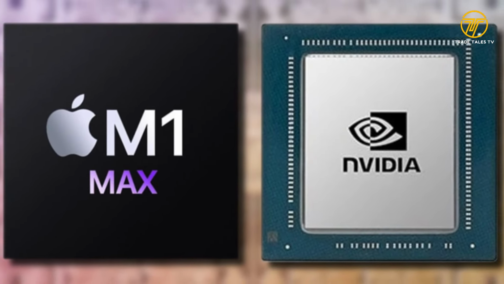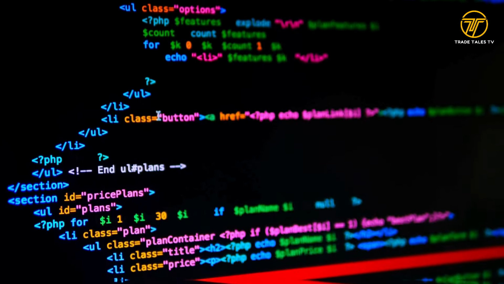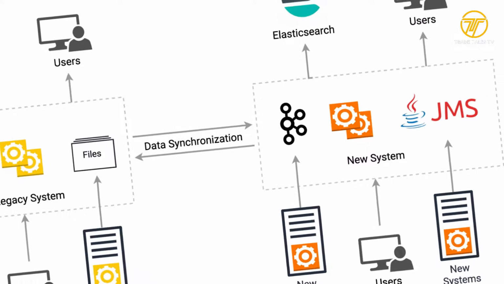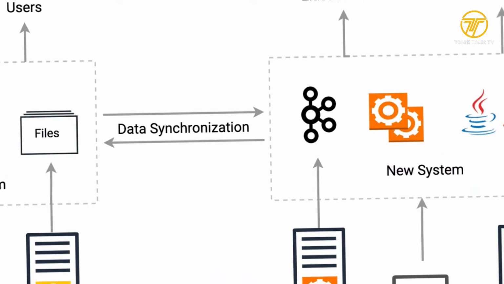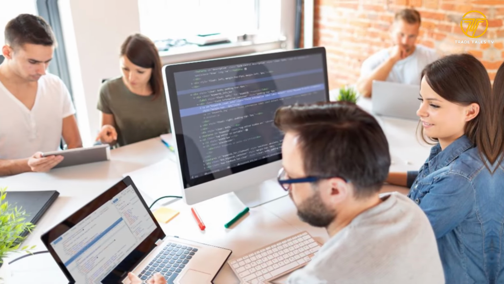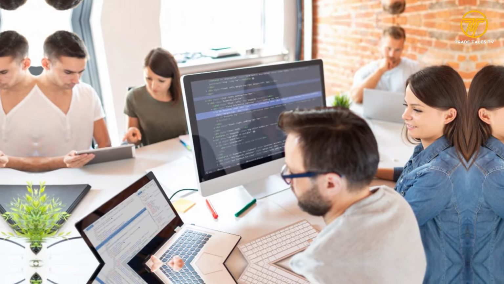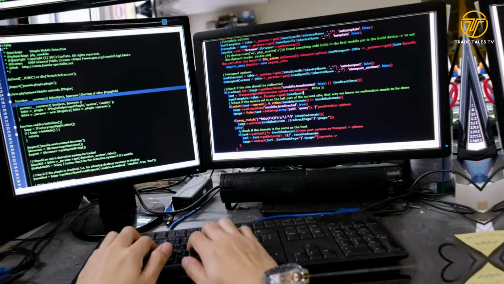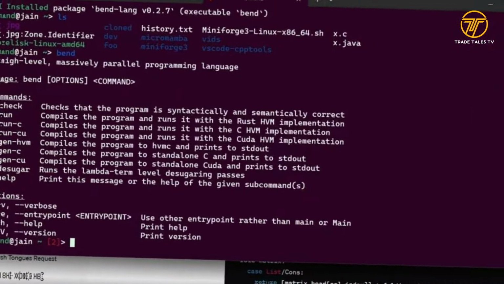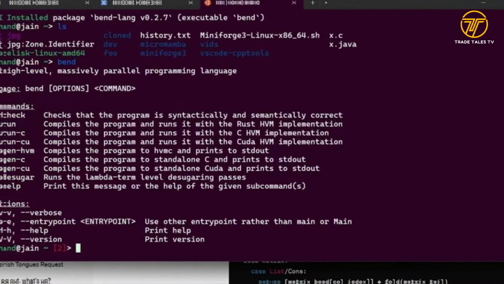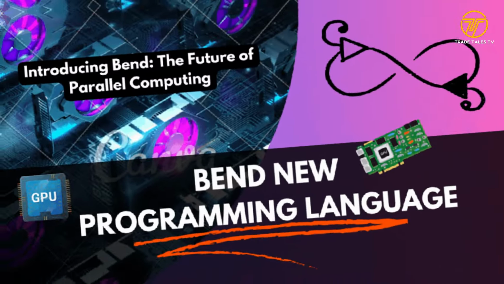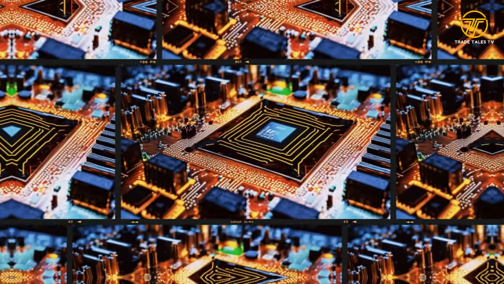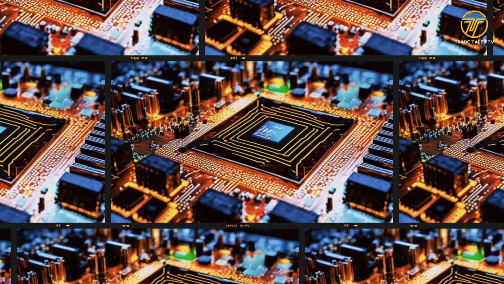Parallel programming is notoriously complex. It requires meticulous management of concurrent execution, synchronization, and data sharing. These challenges often intimidate even seasoned developers, limiting the broader adoption of parallel techniques despite their immense potential for performance gains. Bend addresses these issues head-on by offering high-level abstractions that simplify parallelism, allowing developers to write clean, maintainable code that harnesses multi-core processors and GPUs efficiently.